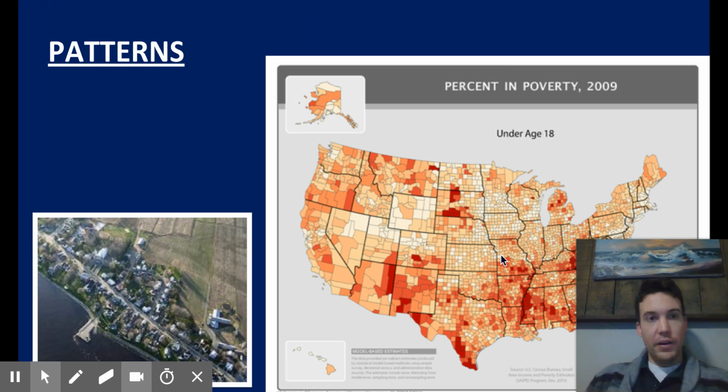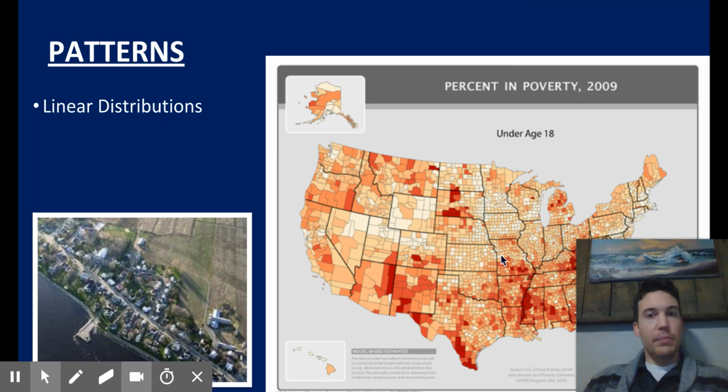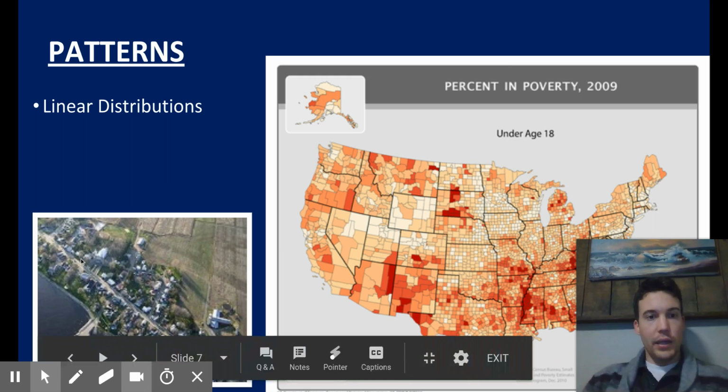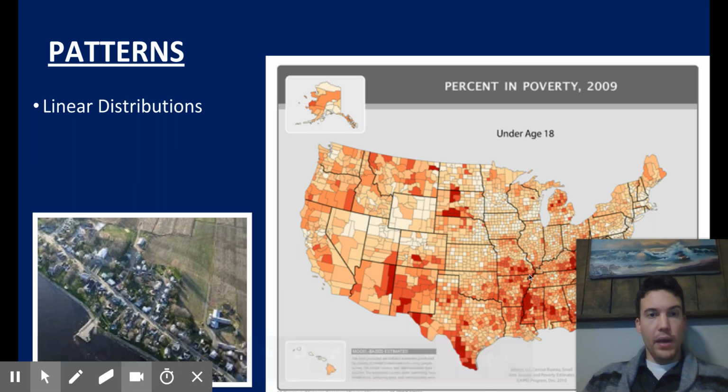When we see patterns, a pattern comes in many different shapes and sizes. Literally. So one of the patterns we see would be a linear distribution, which is when something follows a line. Take a look here at a road, right? These houses follow that line. If you take a look here where we find, is that the Missouri or the Mississippi River? I don't know. You'll see a linear distribution of towns that follow that pattern.